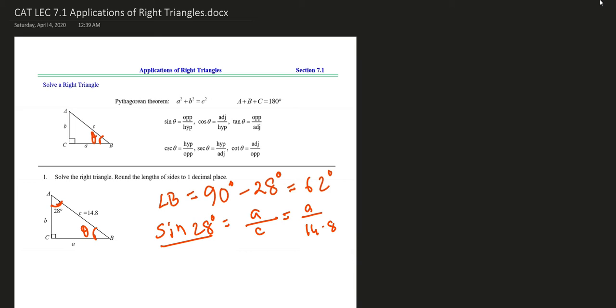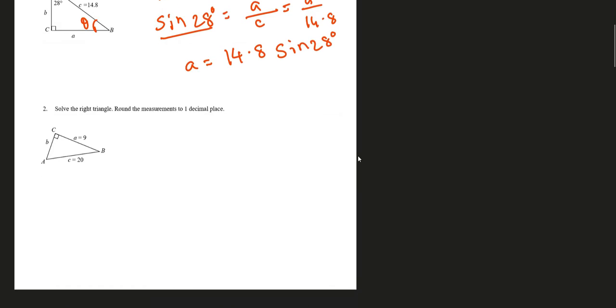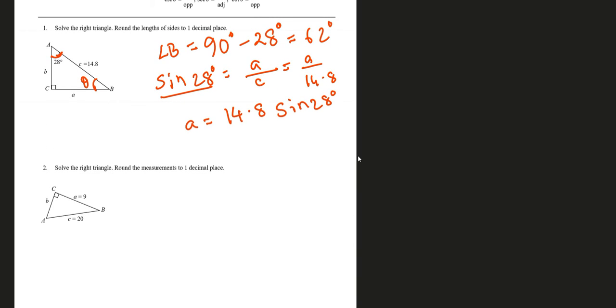I don't have the calculator, so let me multiply both sides by 14.8. Let me rewrite this line as this. So A equals 14.8 times sine 28 degrees. So from here we can write, if you use a calculator, you'll get A is approximately 6.9.